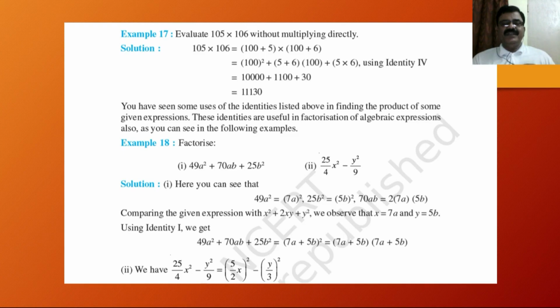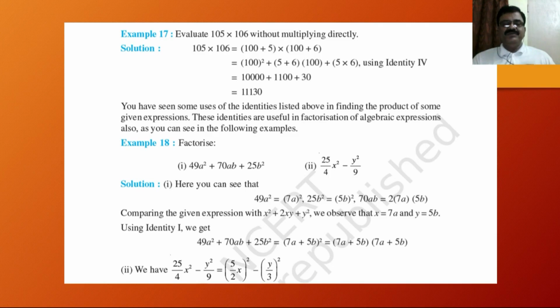Using identity 1, 49a square plus 70ab plus 25b square can be written as 7a plus 5b the whole square, which is equal to 7a plus 5b into 7a plus 5b. So that will be the final answer.